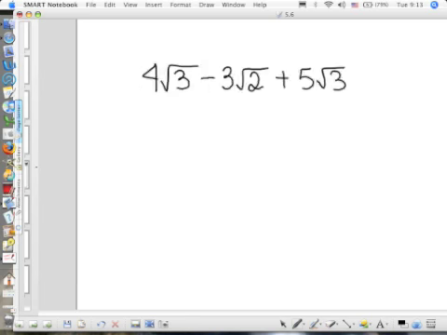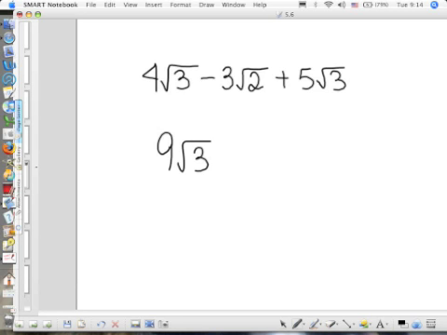These are 3 terms. Are they all alike? No. Are any of them alike? Yes. 2 of them are the square root of 3. Now, if you say it this way, it's very simple to add it together, but we have 4 square roots of 3 plus 5 square roots of 3. It's like saying 4 trees plus 5 trees. Well, what do you have? 9 trees, or 9 square roots of 3.